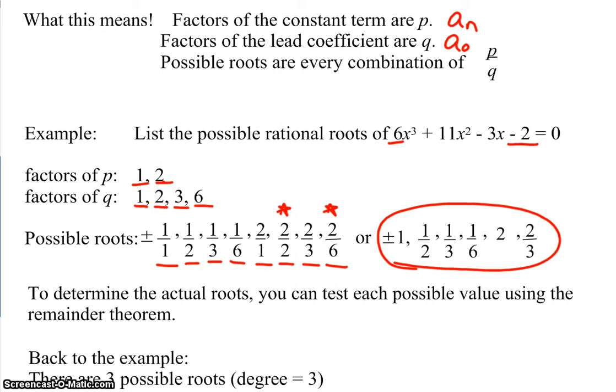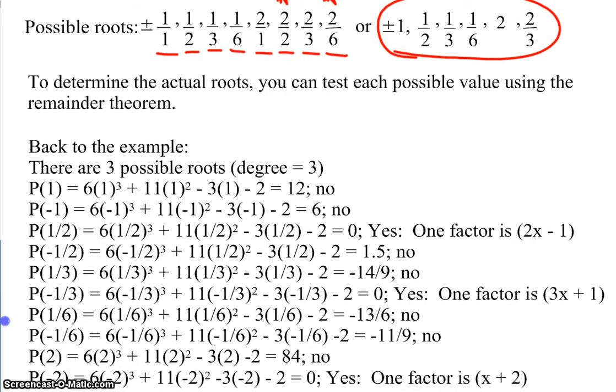To determine the actual roots, you could test each possible value using the remainder theorem, and that's what's at the bottom of your note sheet. And this is just all the work shown out. And if you notice, when I did p of 1/2, it did work out to 0. That meant one factor was 2x minus 1, because if you have x minus 1/2 equals 0, and we want our binomials to have only integers involved, I multiplied both sides of the equation by 2 to eliminate my fraction, and ended up with 2x minus 1 equaled 0.